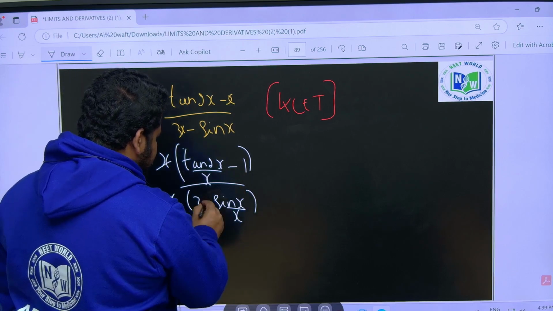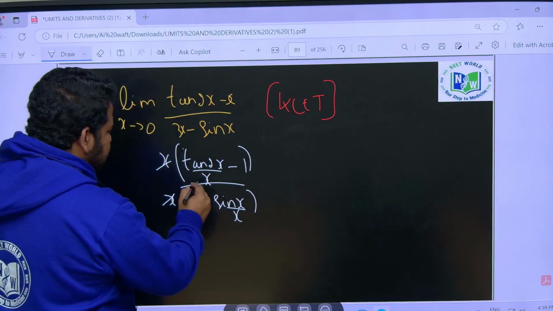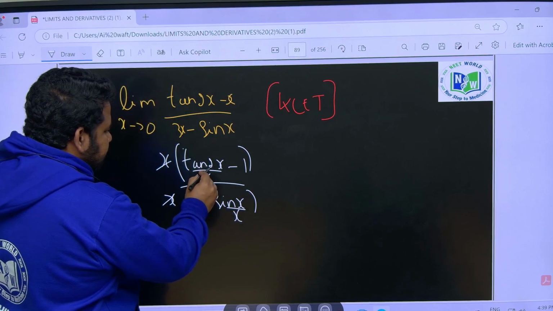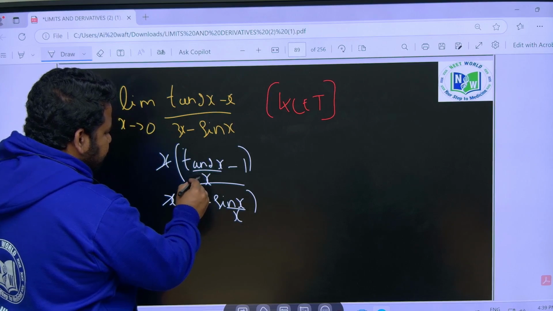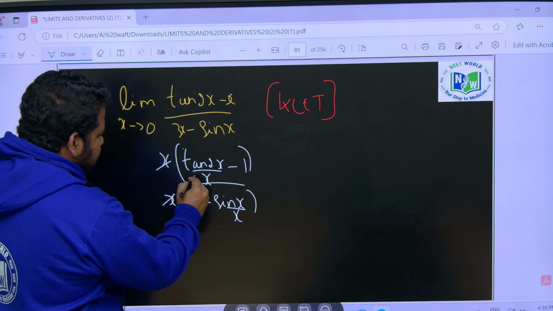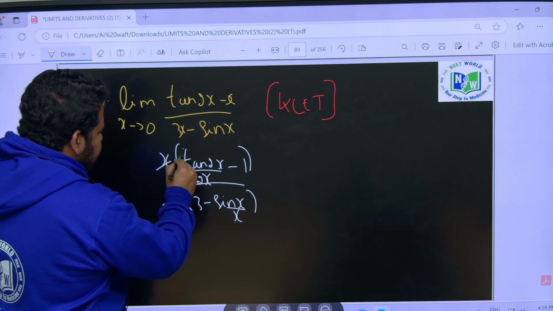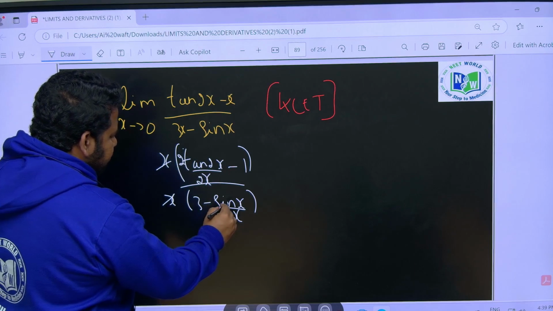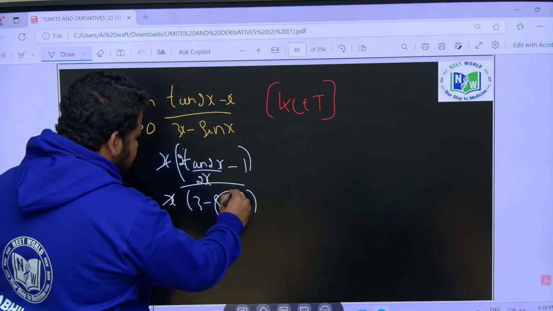1 and 3 are constants, so nothing much to worry about them. So tan 2x by x. But here 2x is there, and I am having only x. So what should I do? I should divide and multiply by 2. So here I'll write 2 and here I'll write 2. Here I am having sin x by x. This value is equal to 1.